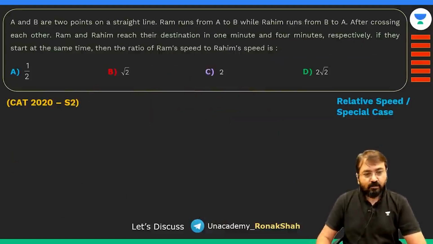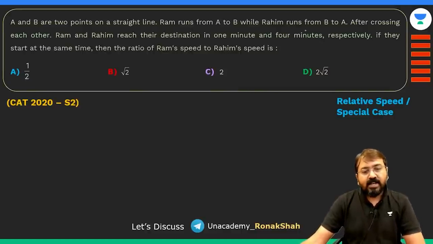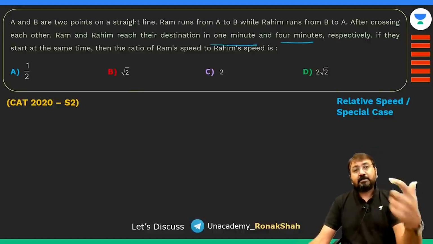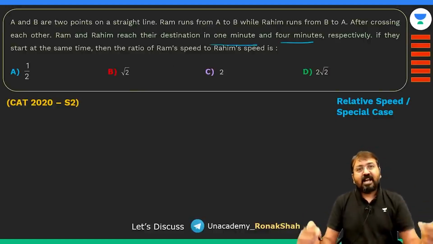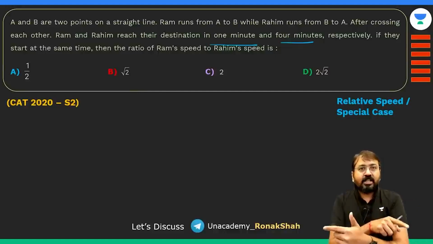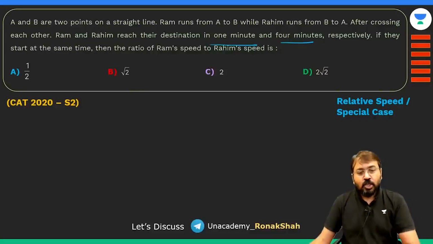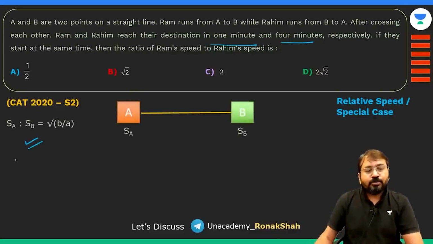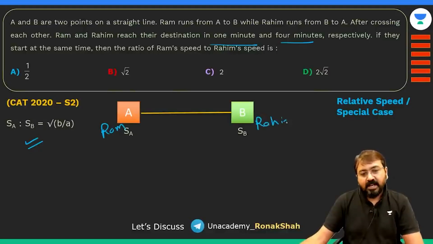Now let's look at one more question. A and B are 2 points on a straight line. Ram runs from A to B while Rahim runs from B to A. After crossing each other, Ram and Rahim reach their destination in 1 minute and 4 minutes respectively. So this is that special case of relative speed where after meeting they reach their destination in a specific time. So what can we do over here? We can straight away use this formula. So speed of, say this is A means Ram and this is Rahim, right?